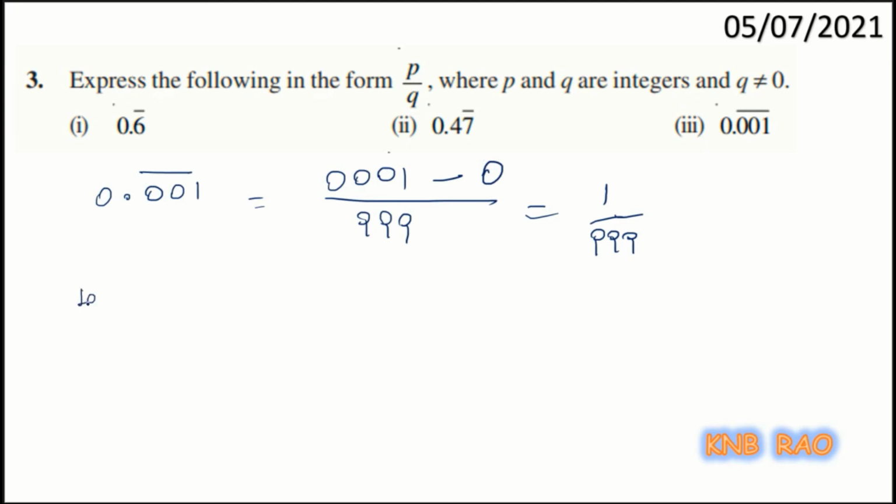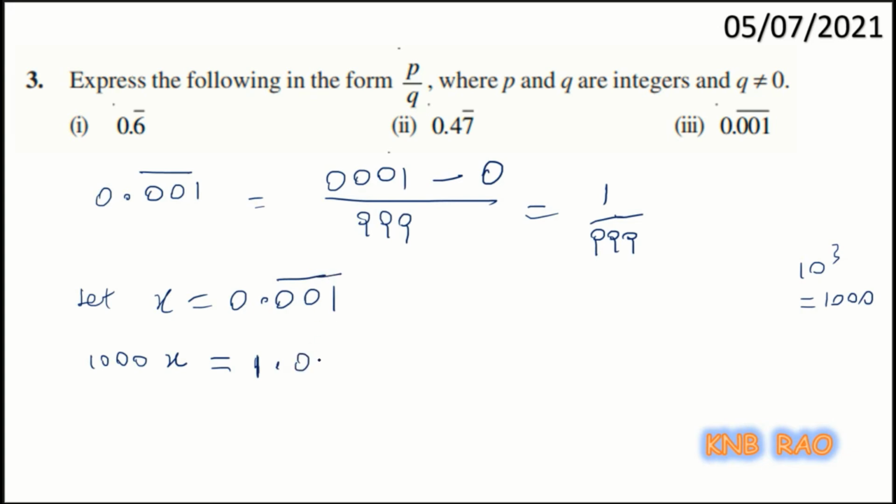You know, we assume let x is 0.001 bar and here periodicity is 3. So, I have to multiply this x by 10 to the power 3, which is 1000. So, 1000 times x becomes, this point shifts. So, it becomes 1.001.